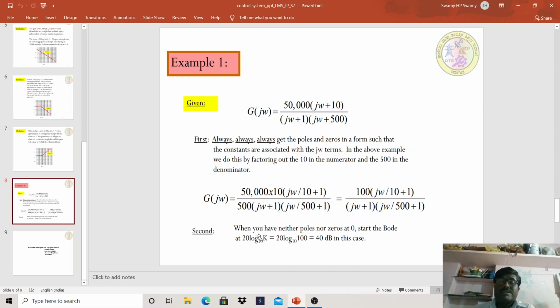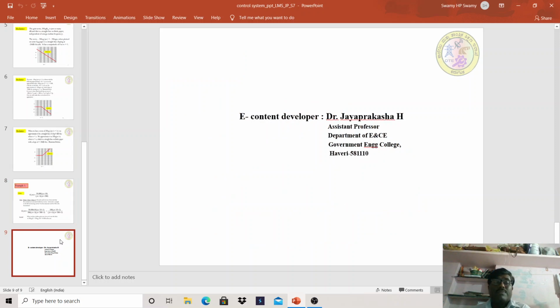The second step is, when you have neither poles nor zeros at 0, start the Bode plot at 20 log of K equal to 20 log 100 equal to 40 dB in this case. I will explain further in the next session. Okay, I will stop this session. In the next session I will continue with the same problem.